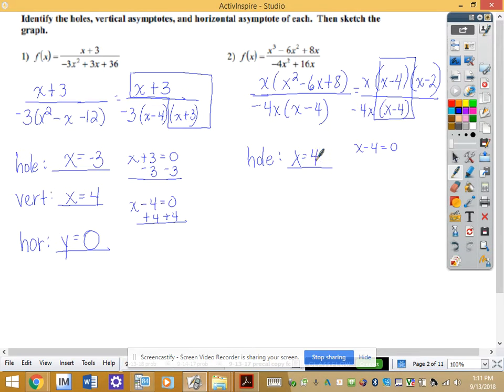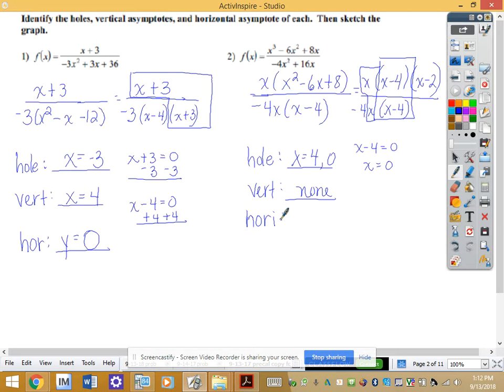But also notice that both of them have x's on the top and the bottom. So I'm also going to set x equal to 0. I have nothing else to solve on the bottom. So it would be 1. No additional ones. And the horizontal asymptote is going to be determined by my rules.